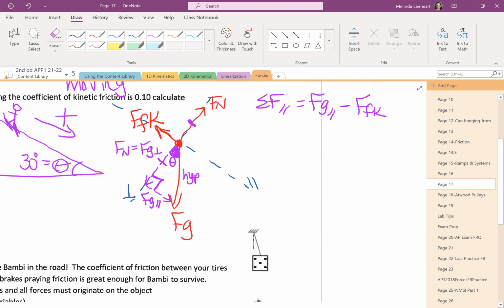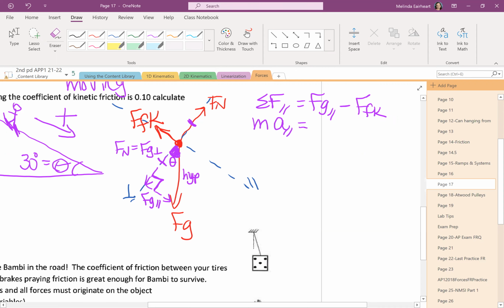So let's solve for the acceleration. I don't see it, but say it with me. FNet equals MA. That was a good amount for the Monday morning. And there's that mass we don't know. Don't cancel it yet.